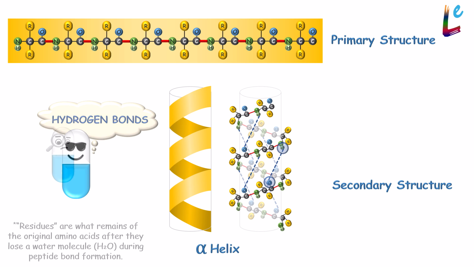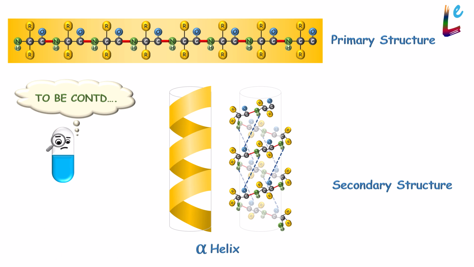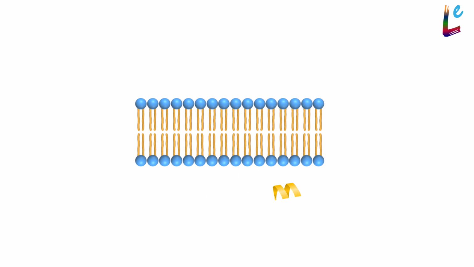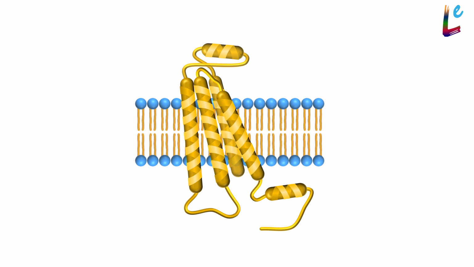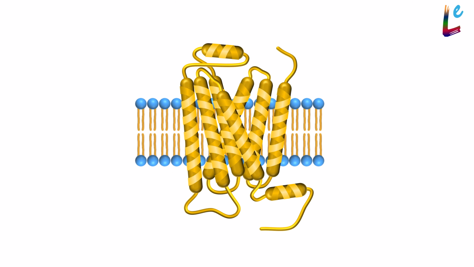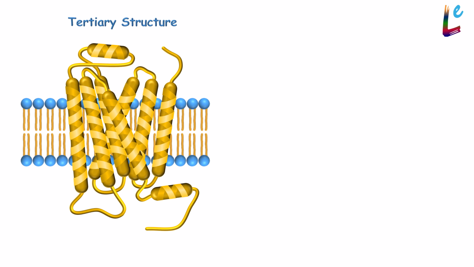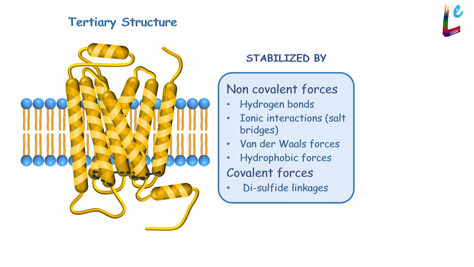The peptide chain folding does not end here, and secondary structures can be further arranged in space. For example, 7 alpha helices can be arranged in a tightly packed bundle forming a 3-dimensional structure. This is called the tertiary structure of the protein. This tertiary structure should also be stabilized. This is done primarily by non-covalent forces.